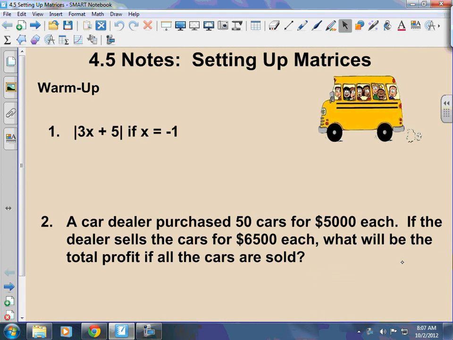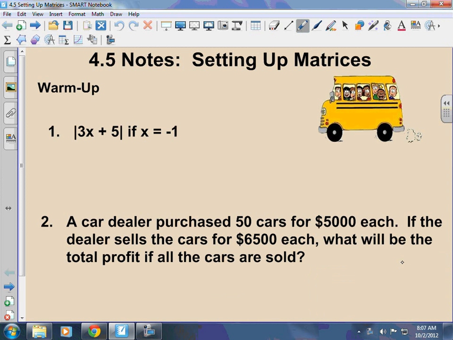Okay, this is lesson 4.5, setting up matrices. We are going to go over the warm-ups, so go ahead and pause the video. Once you get your warm-ups done, start it back up again. Okay, number one, everybody ready?